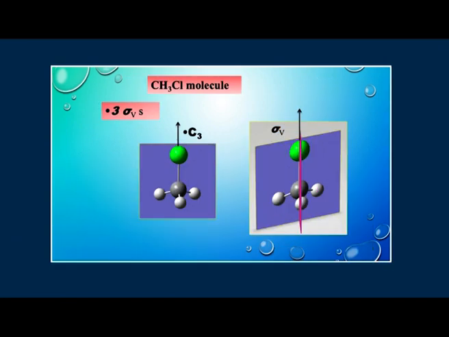The molecule CH3Cl also has 3 sigma V's, each of which passes through the central carbon and chlorine along with one of the hydrogens. One is represented in the figure and likewise 2 more sigma V's can be drawn.